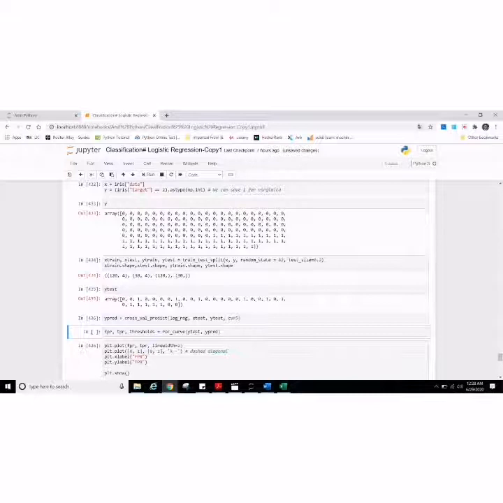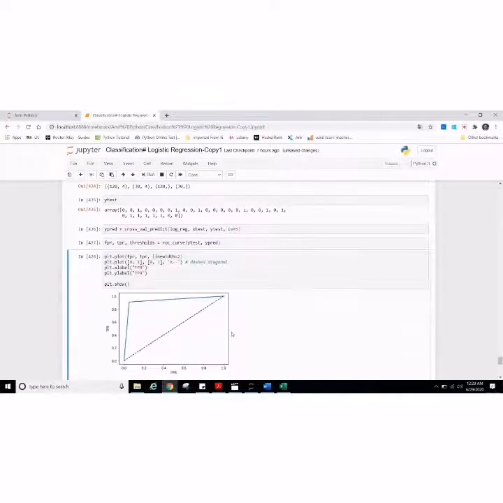I have given Y test and Y predict. I'll plot the graph of TPR against FPR, because ROC is TPR versus FPR, right? And now I'm plotting a dotted line between 0 1 0 1. I have given the labels.